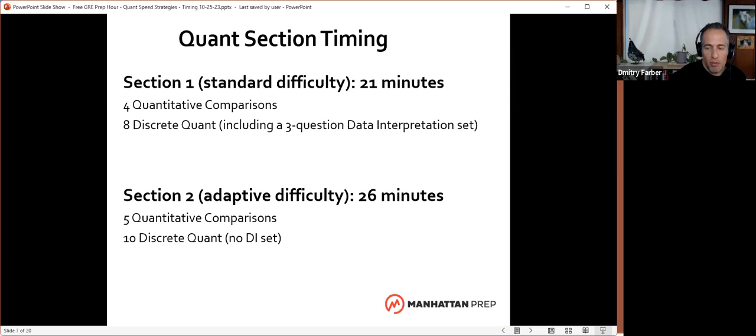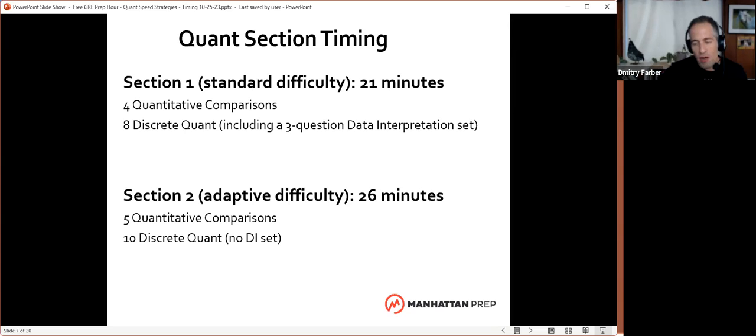This can include regular, just A through E multiple choice. It can include select all that apply. It can include ones where you have to fill in the blank with your own answer. And so those are very hard to guess, but I would still fill them in rather than leaving them blank if I wasn't sure. And it also includes the data interpretation sets.